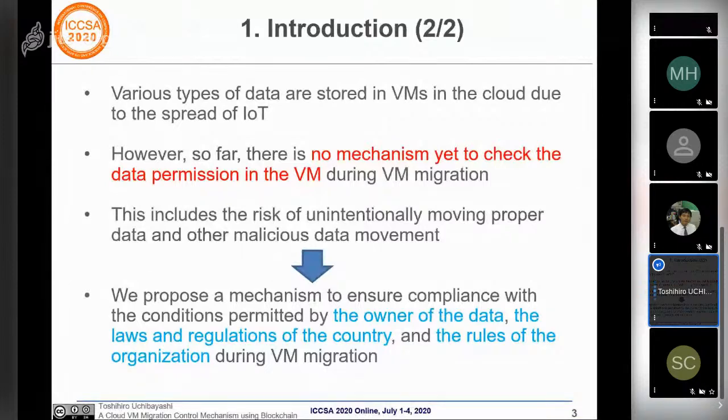On the other hand, various types of data are stored in VMs in the cloud due to the spread of IoT. However, so far there is no mechanism to check the data permission in the VM during VM migration. This includes the risk of unintentionally moving proper data and other malicious data movement. So we propose a mechanism to ensure compliance with the conditions permitted by the data owner, the country's laws and regulations, and the organization's rules during VM migration.